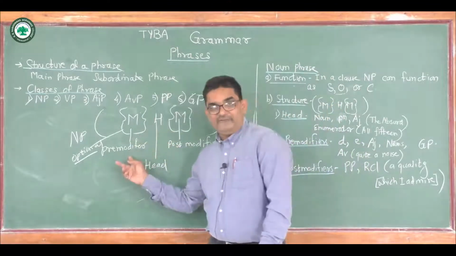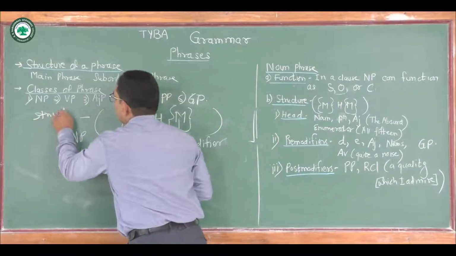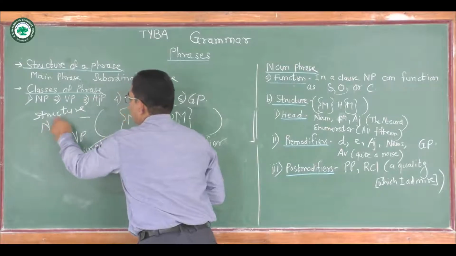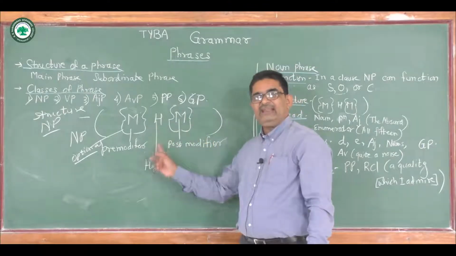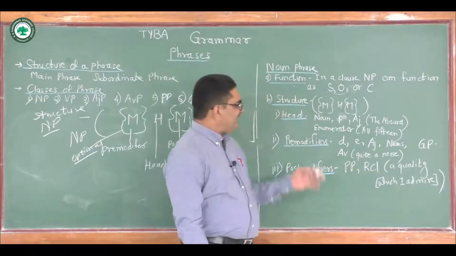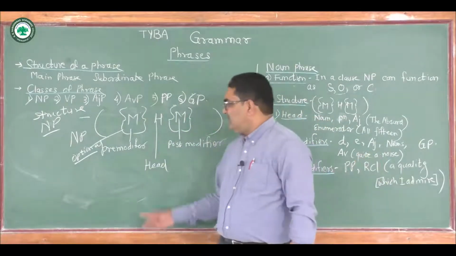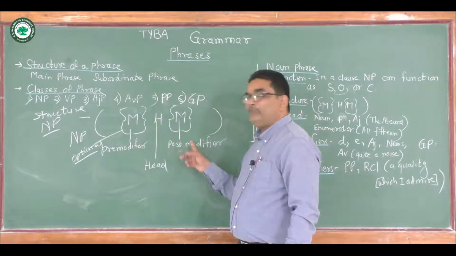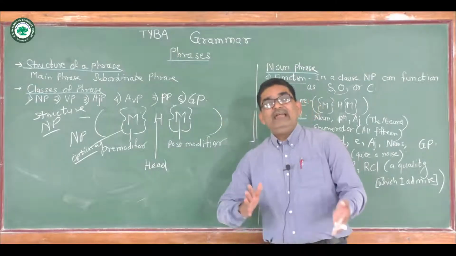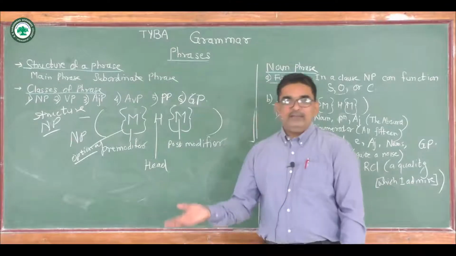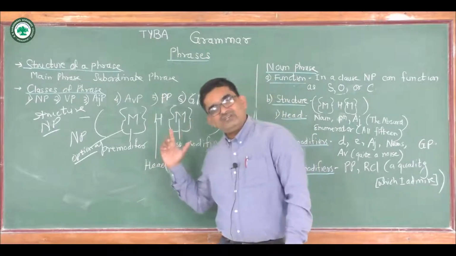So this is the structure of a noun phrase: modifier, head, modifier. What might be the head of a noun phrase? I have written it here. It might be noun, pronoun, adjective, which we are going to deal with. And then the head and the post-modifier. What is a post-modifier? The words which come after the head word are called post-modifiers. Pre means before the head word and post means after the head word. So that is the structure of a noun phrase.